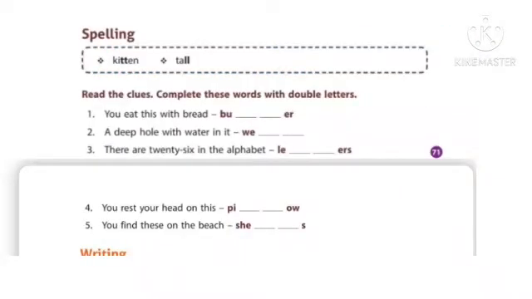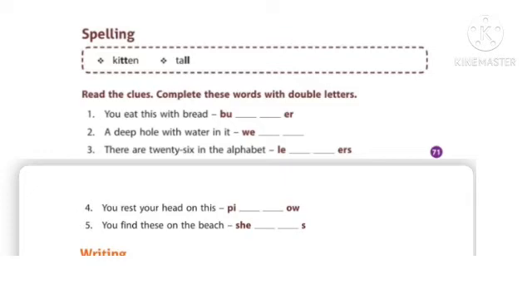Next we can do the spelling from page number 71. See children, can you see two words written in the box? The first one is kitten and the second one is tall. What is the spelling of kitten? K-I-T-T-E-N. Did you notice there are two T's? And in the second one, tall, the spelling T-A-L-L, tall. In that word, can you see two L's are there?